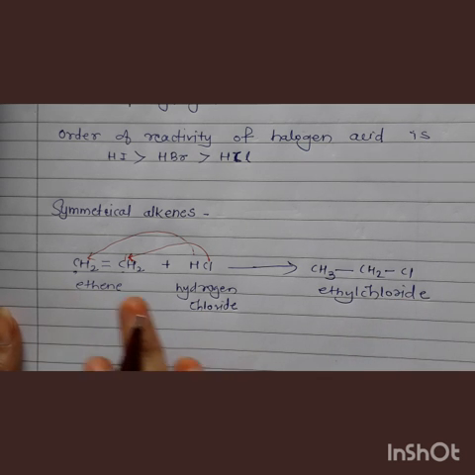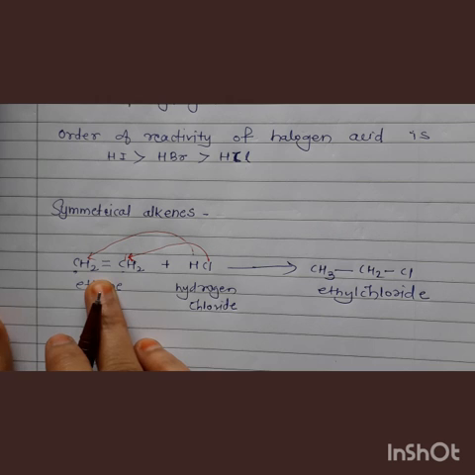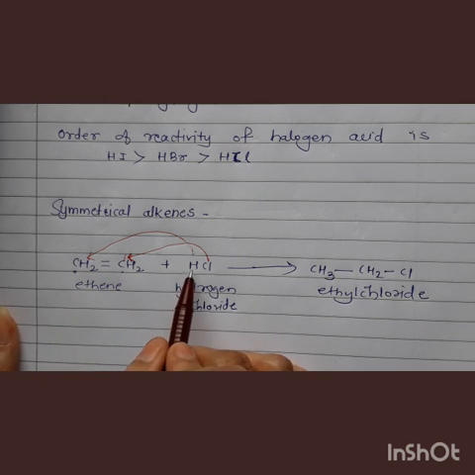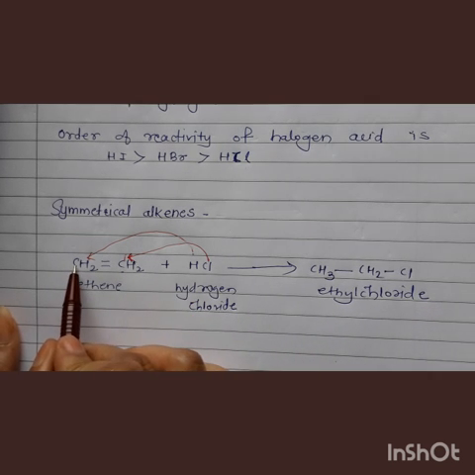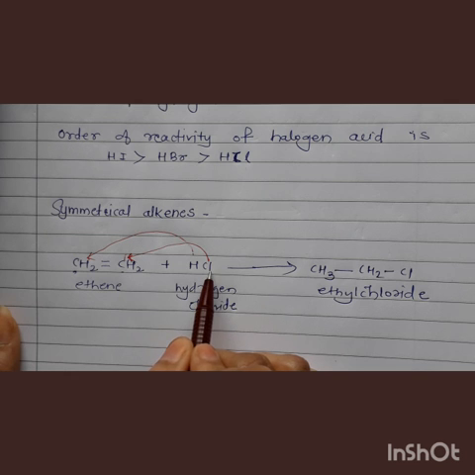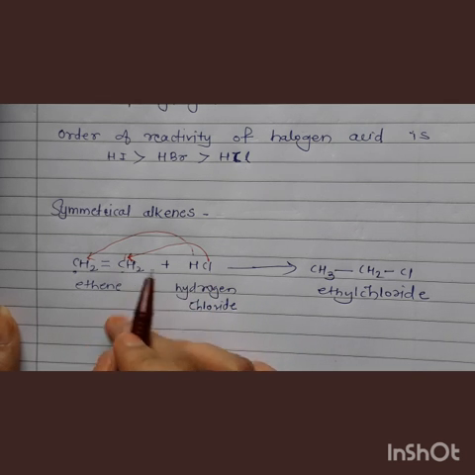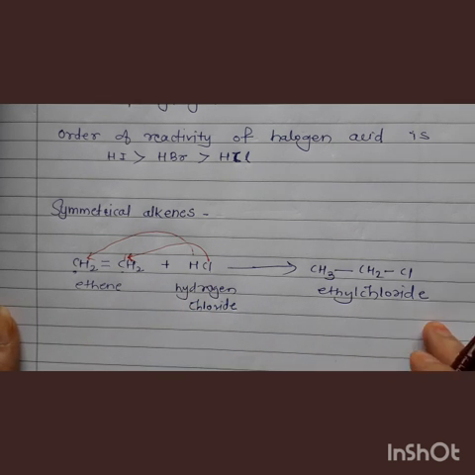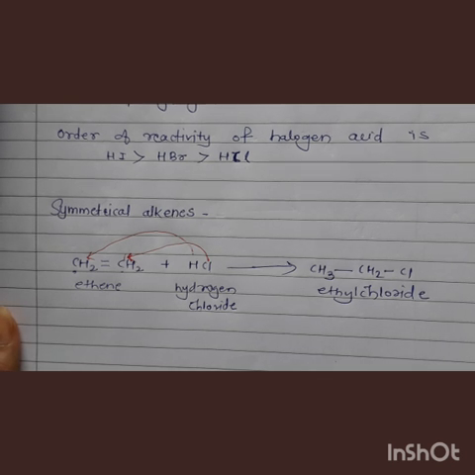So in this way, when the alkene is symmetrical, the reaction is easy. Hydrogen will get added on one of the carbon atoms and chlorine will get added to the other carbon atom, and the product, that is alkyl halide, will form. Let us see one more example of this kind.